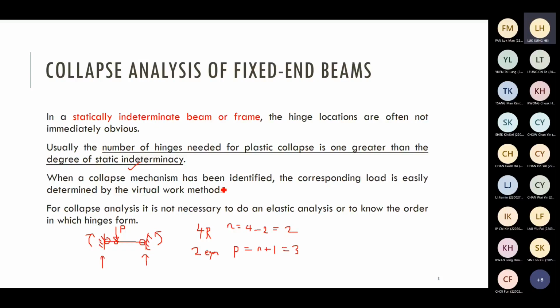Anyway, you can firstly use your skill to predict the location and the number of plastic hinges, and then you can use the collapse mechanism. You can use the upper bound theorem or lower bound theorem to find the collapse load. For indeterminate structures, using the upper bound theorem, using the energy, is normally easier.